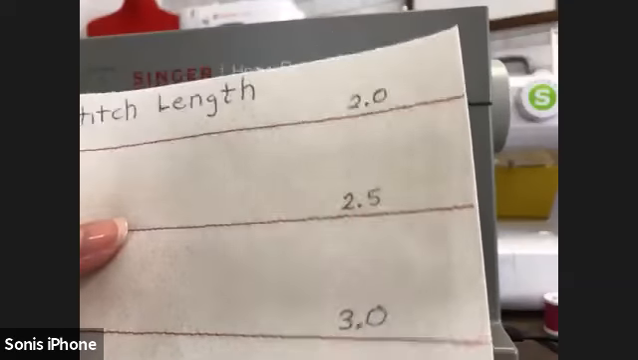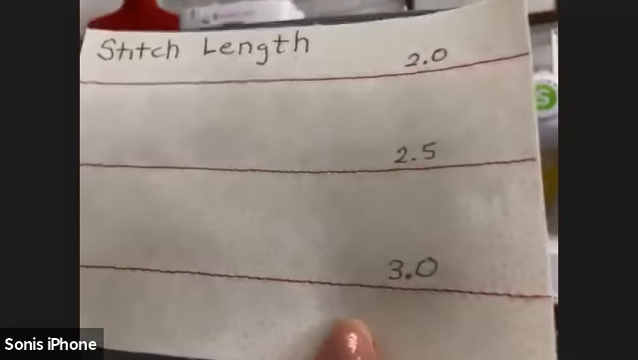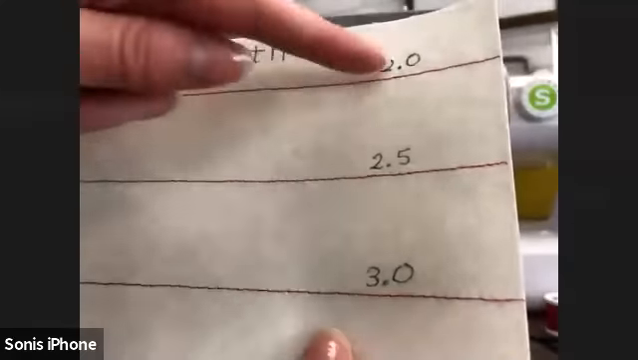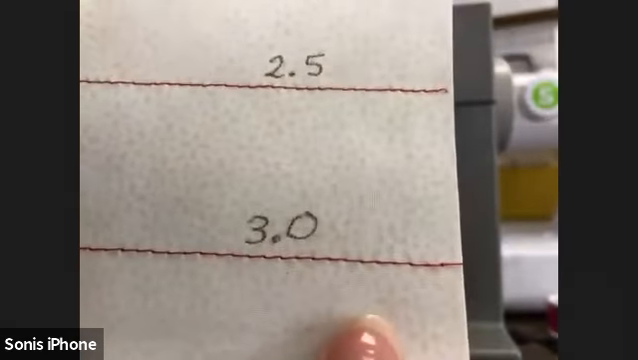And everyone, the other thing I would do is, guess what? Get a piece of fabric and try to do exactly what I did. So do a little stitch length of 2.0, 2.5, and 3.0. So I'm going to bring it really close into the camera.